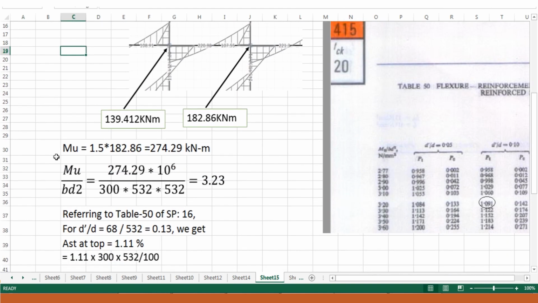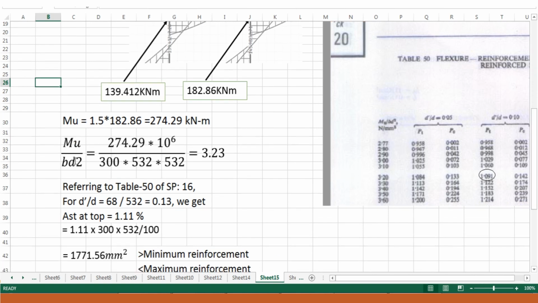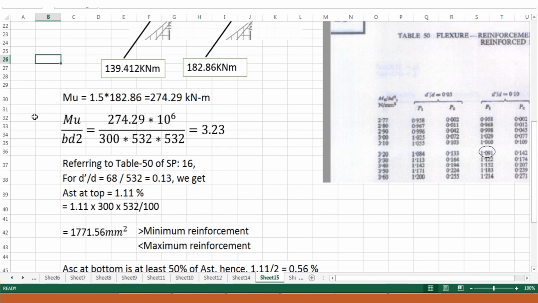Now what is the overall maximum moment? It's Mu. The factored moment is 1.5 times 182.86, it's 274.29. Thereby Mu by bd square would be 274.29 into 10 raised to the power 6 Newton mm divided by 300 mm into 532 into 532, it's bd square, and so it's equal to 3.23.